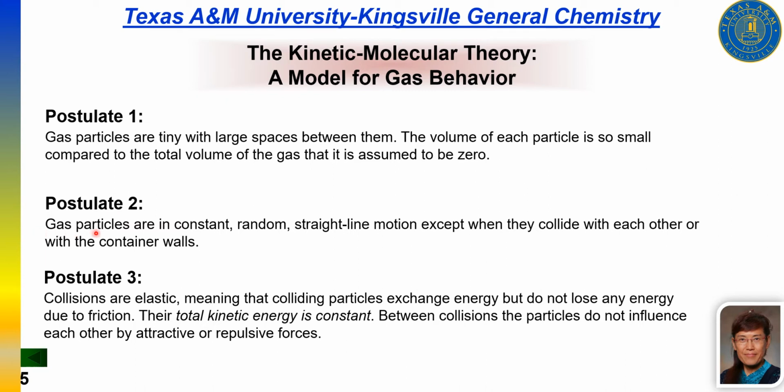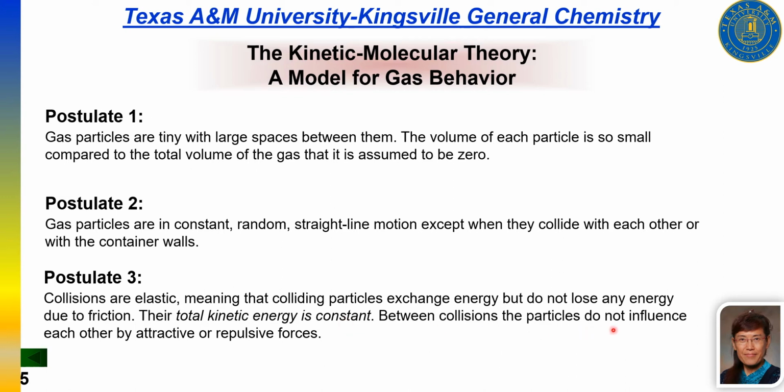Postulate 2. The gas particles are in constant, random, straight line motion, except when they collide with each other, or when the gas molecules collide with the container walls. Otherwise, the gas particles move constantly, randomly in a straight line. The third postulate, whenever a collision occurs, the collisions are elastic, meaning the colliding particles exchange energy but do not lose energy due to friction. The total kinetic energy is constant. The total kinetic energy for your whole system is a constant.